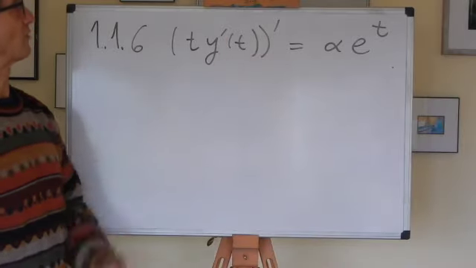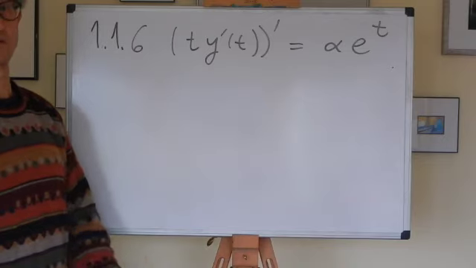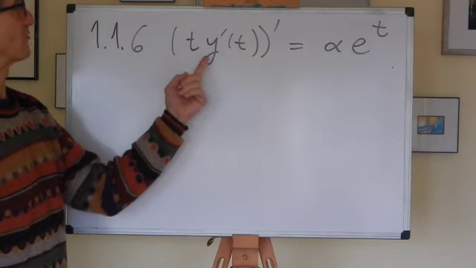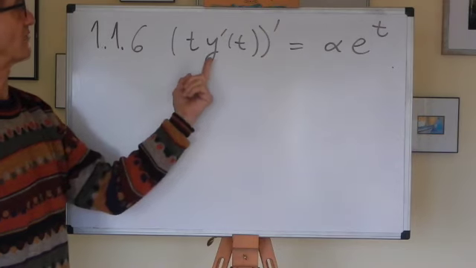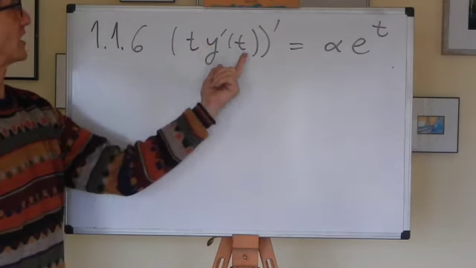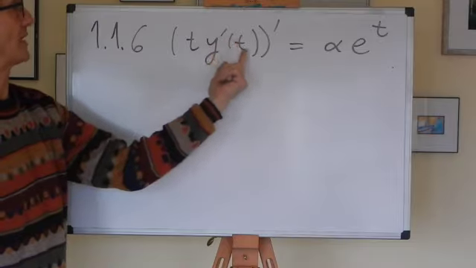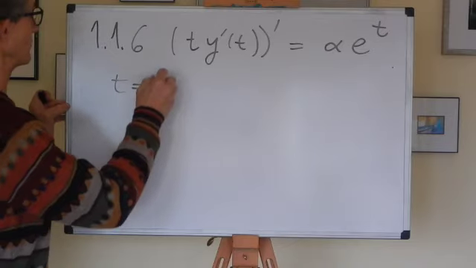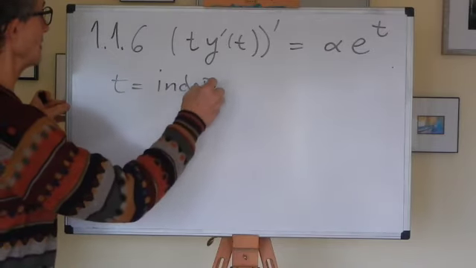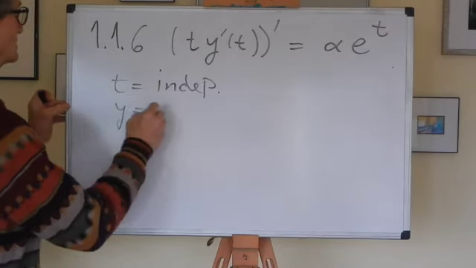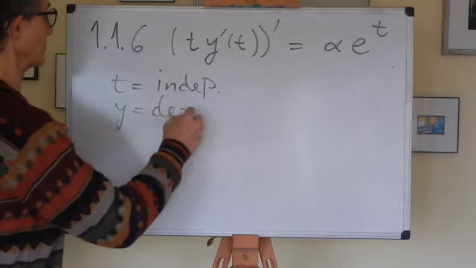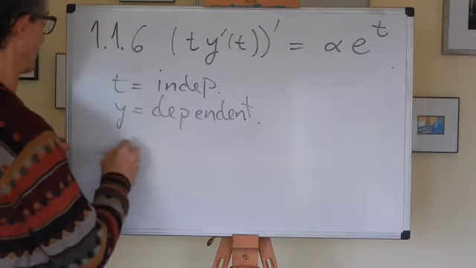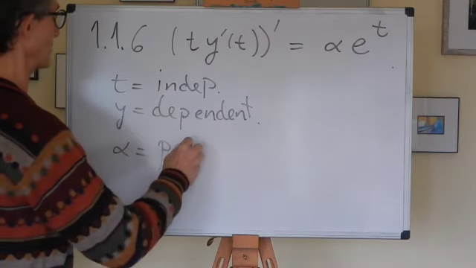Prime is what's giving us the derivative operation. Here there's no confusion as to what the derivative is. y is changing with t because we have y depending on t, and so t has to be the independent parameter. y has to be the dependent variable. And alpha has to be a parameter.